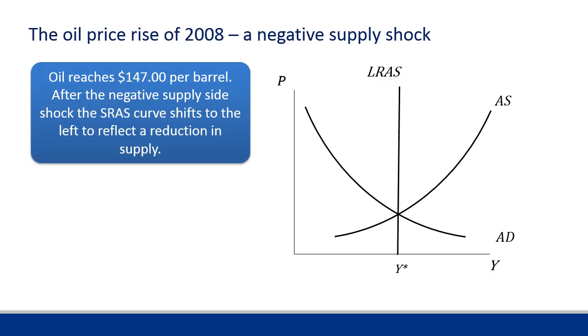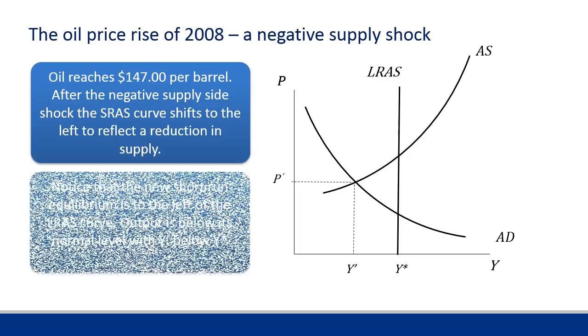We can now put all of this together in an example, and the example we have here is a negative supply shock. It's a negative shock to the representative firm. The case study is the oil price rise of 2008. So in 2008, oil reached $147 a barrel. This has pushed up costs for firms, pushed up the cost of transport, etc., pushed up the price of food. And what we see is the short-run aggregate supply curve shifting to the left to reflect the reduction in supply.